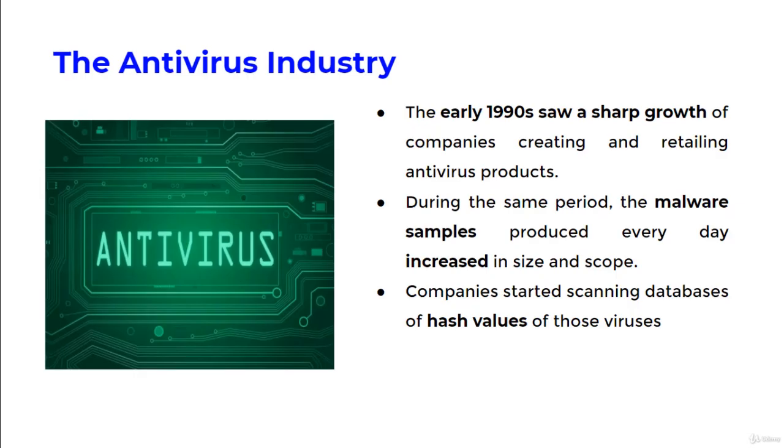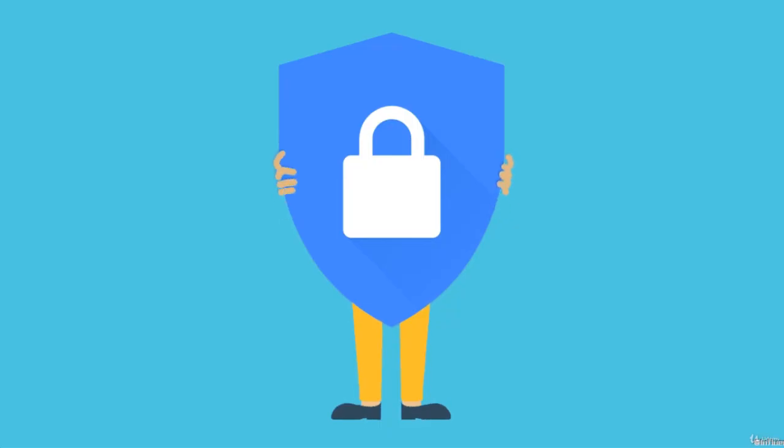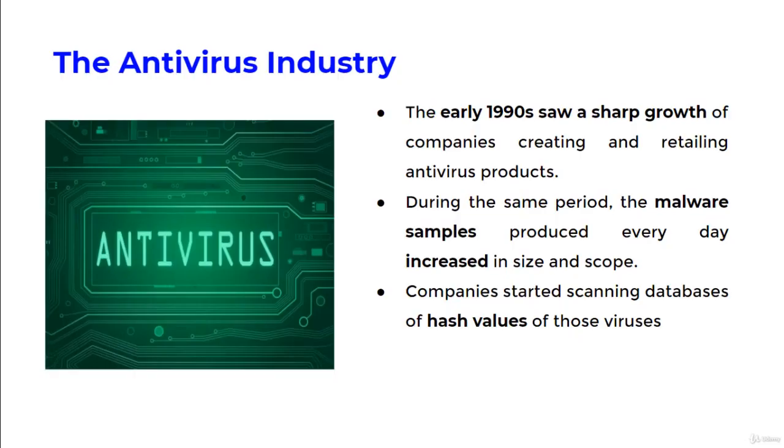The early 1990s saw a sharp growth of companies creating and retailing antivirus products. The products scanned computer systems for the presence of viruses or worms. At the same time, the available antivirus solutions scanned business IT systems and tested them with signatures written in a database. All of these things we are going to study in the later part of this course. However, two significant problems had high impacts on the effectiveness of these early antivirus solutions.